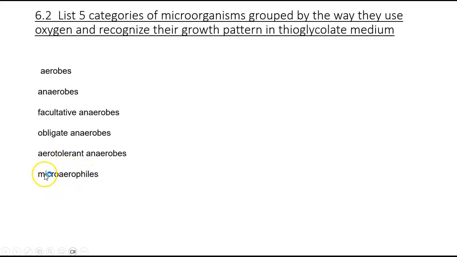And the reason why they can only use small amounts is because they don't have as much SOD and catalase as aerobes, facultative anaerobes, or aerotolerant anaerobes. They have low amounts of SOD and catalase. So oxygen is a little bit toxic, and they can only survive in low oxygen environments.